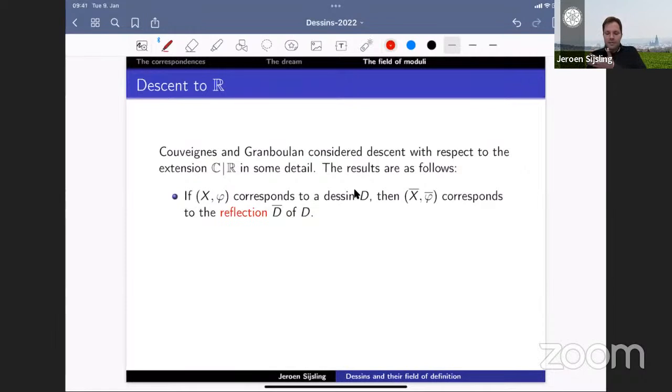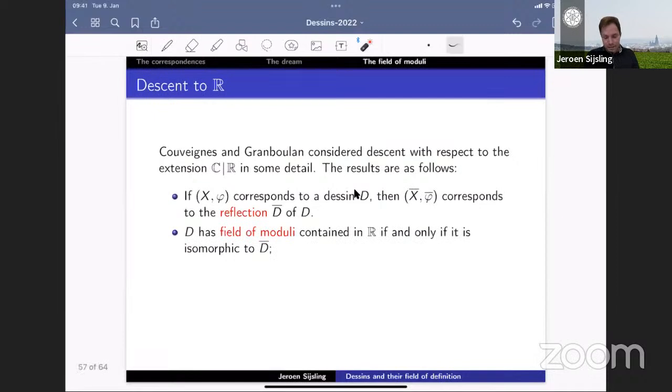What then does the conjugate Belyi map correspond to? The complex conjugation of the Belyi map, so complex conjugation of the defining equation of X and of the coefficients of phi. Well, as you will probably believe intuitively, that is just a reflection of your dessin. Complex conjugation corresponds to a reflection of your dessin. And the result is: D has field of moduli contained in R if and only if it's isomorphic to D bar. Well, that's not the result, that's just the definition.